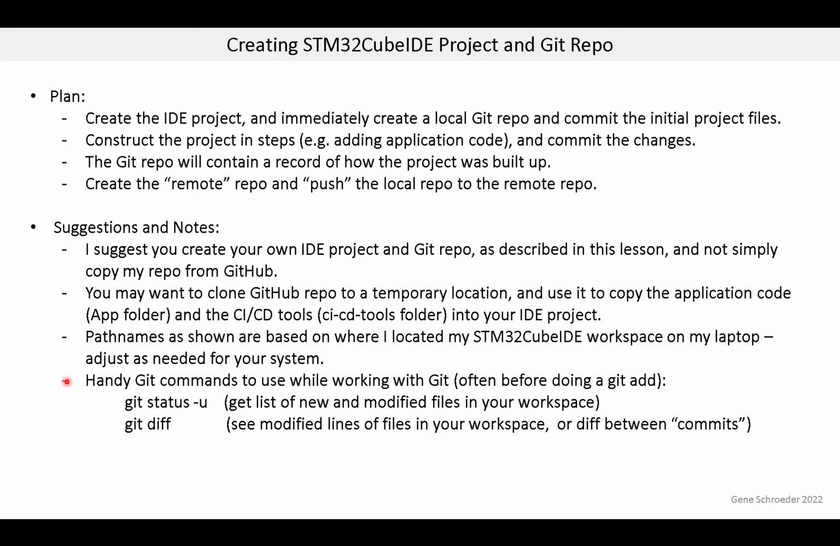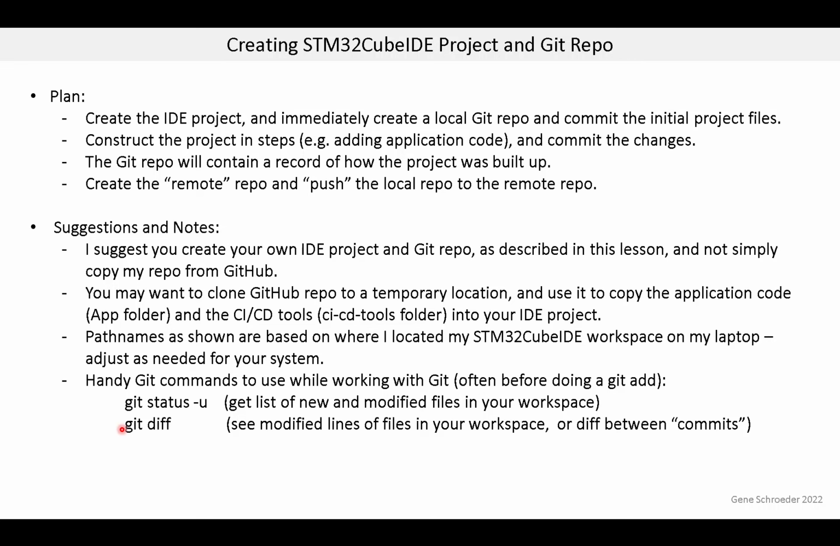And then finally, I mentioned a couple handy Git commands that we'll use in this lesson and that I use all the time when I'm working. One is git status -u. It shows you a list of files that have been modified or created in your workspace. I use that to make sure the files I modified are the ones I thought I modified, usually to make sure I didn't modify something by accident that I don't want to go into a commit, and also to see new files.